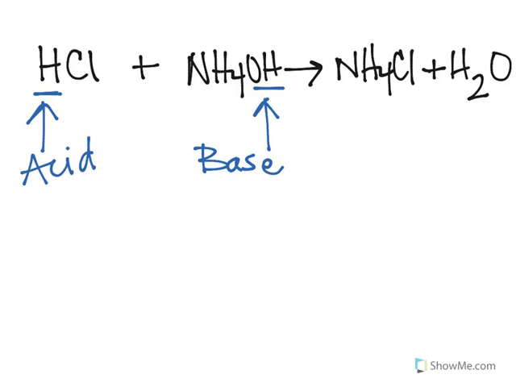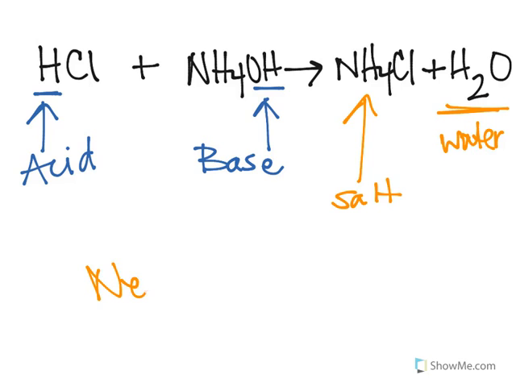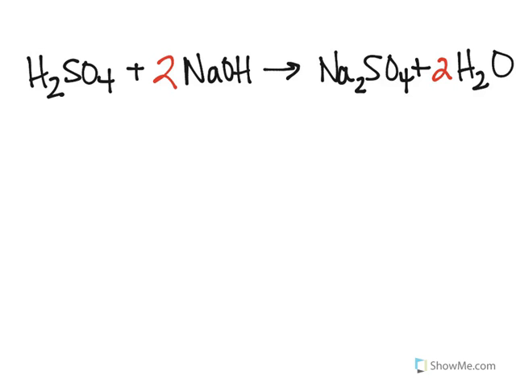If I then look at my products, I definitely have water here as one of my products, and the question is, what in the heck is this NH4Cl? So NH4Cl would be an ionic compound, and so we can generically lump it into the category of salt. So when I have an acid plus a base making water and a salt, this is going to be considered a neutralization reaction. So this is the type of thing that I want to look for when trying to identify if a reaction is a neutralization or not. Let's take a look at another one here.